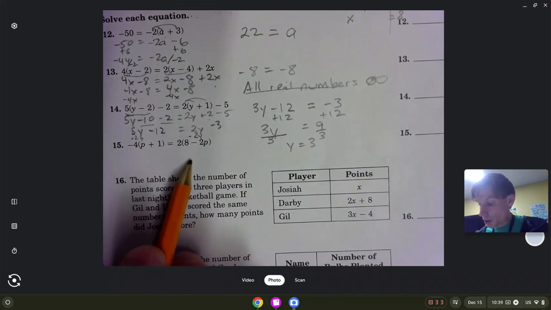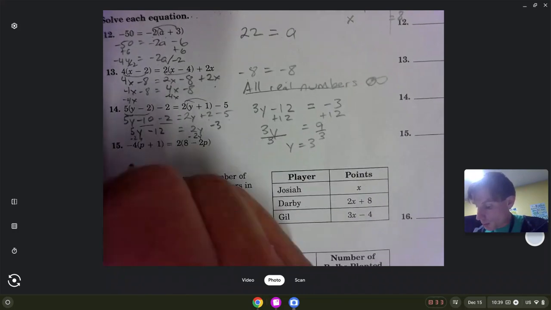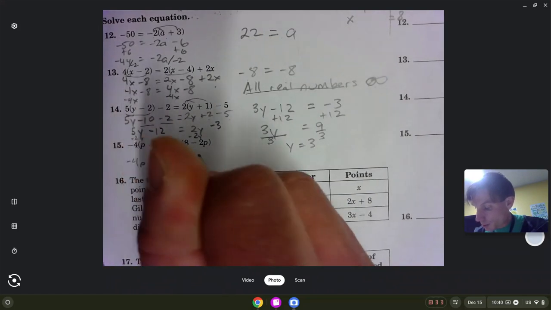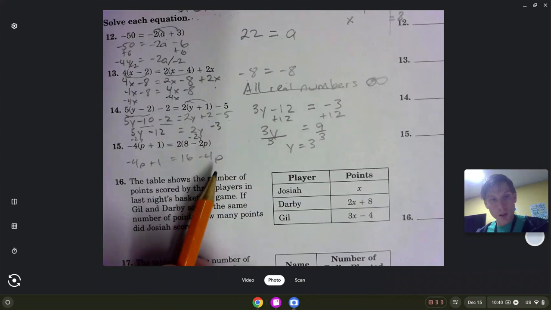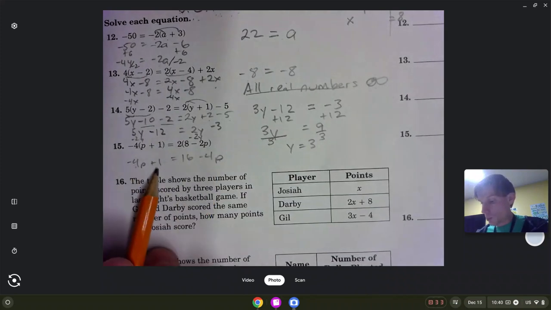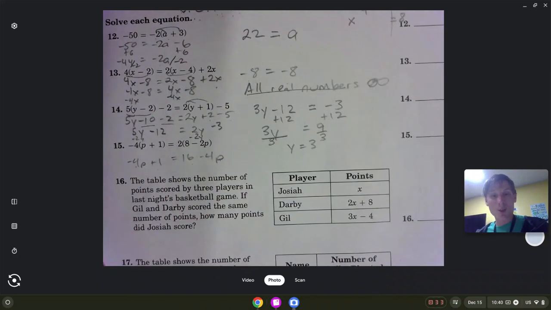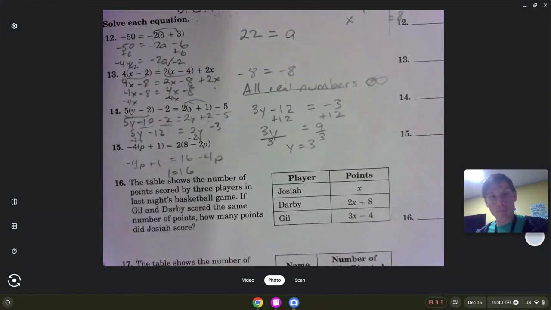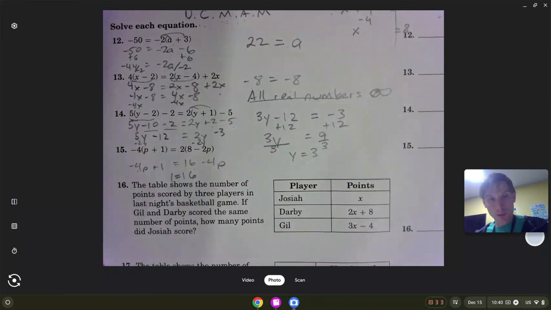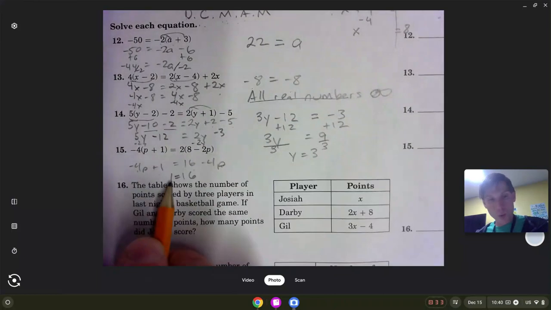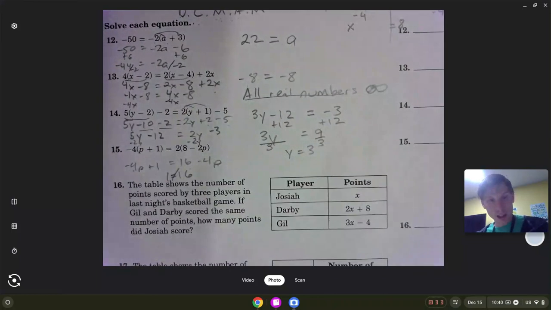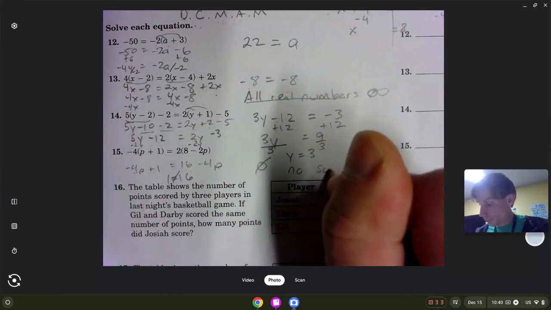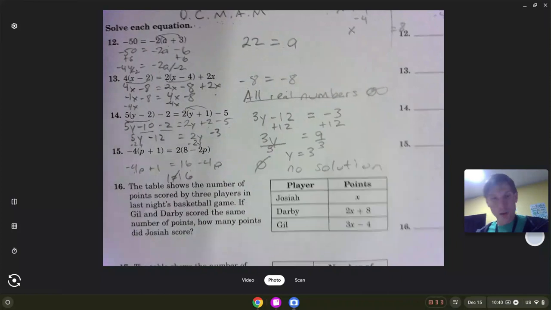Once you distribute here, you're going to get a negative 4p plus 1 equals 16 minus 4p. Once you cancel these p's out, you're going to get 1 equals 16. And so if you got 1 equals 16, that ends up being no solution for that one, because 1 does not equal 16. That's a false statement. So that one's no solution. I just ran through that one real quick for time's sake.